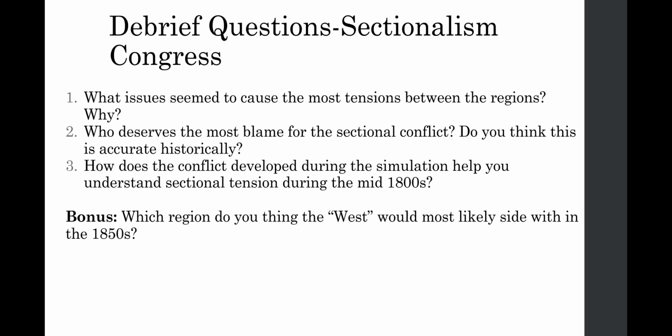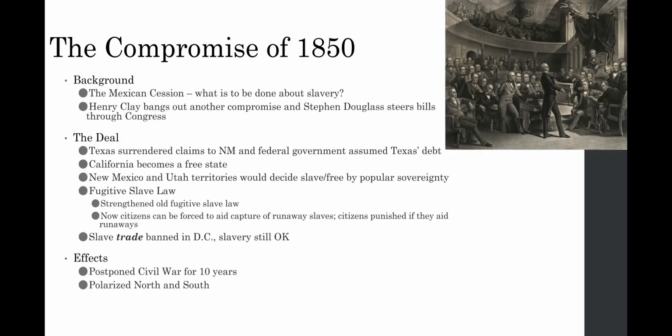So the North really wants to do a lot of investment at the federal level into internal improvements like roads and bridges and canals, whereas the South is more of an agrarian, agricultural economy. We had all those examples play out in our simulation. So I'm going to run through the major events. There were six of them that we really focused on.